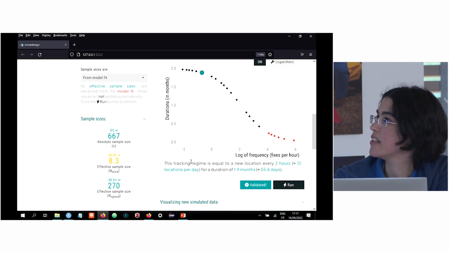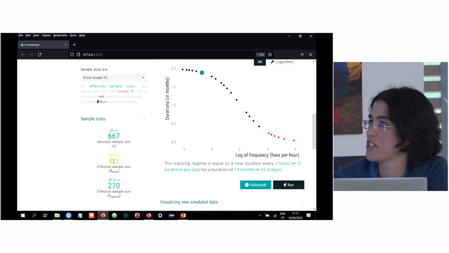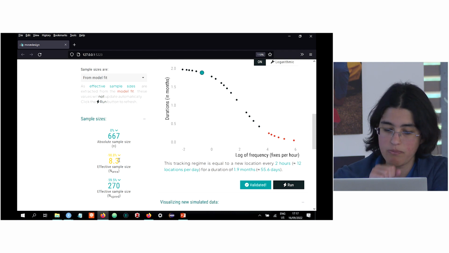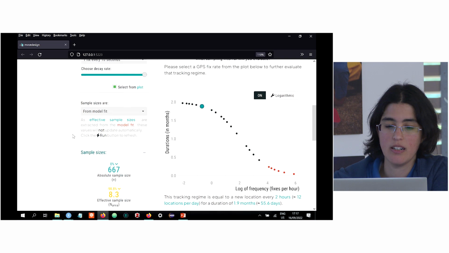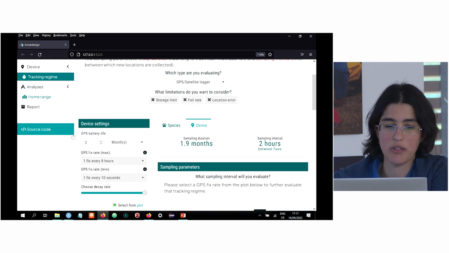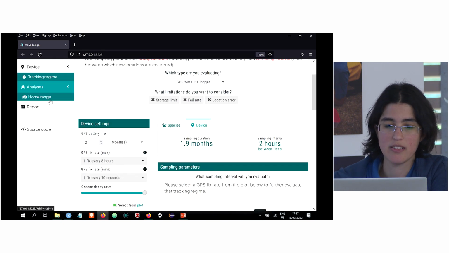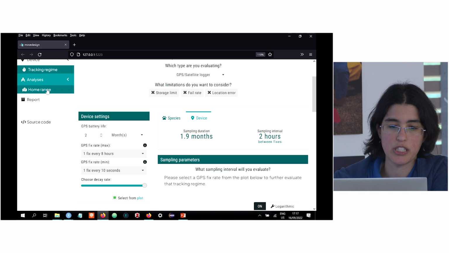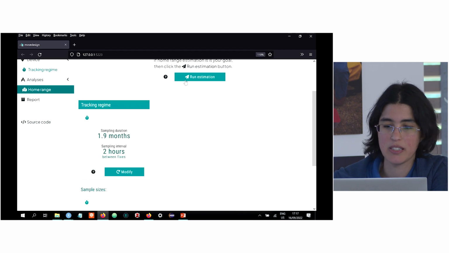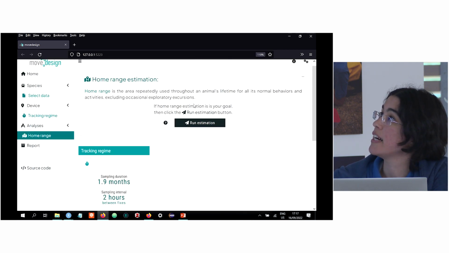Okay, so we can see here that it already calculated the effective sample size. 8.3, not the best. This is what we could expect from this tracking regime. But let's move forward and see what would happen with the home range estimate. You can still, at this point, change it again and see how it would look with a different tracking regime, but just to save some time, let's go forward with that.